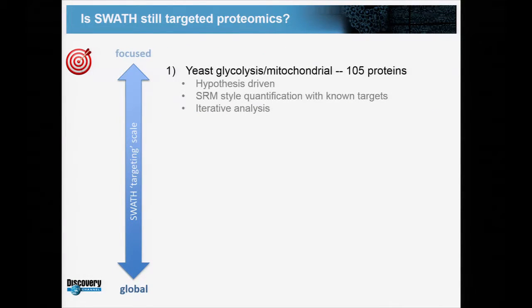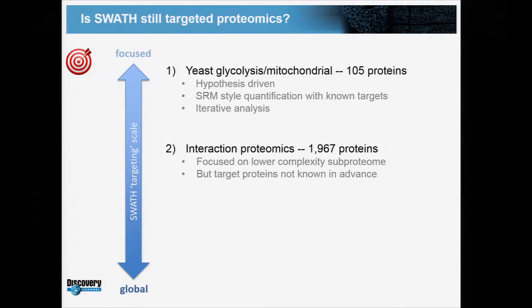So this is the summary of these three applications. We have this yeast, very hypothesis-driven, SRM-style quantification with known targets. We can do this iterated analysis. In the end we measured about 105 proteins, and this is a very focused study, so this is definitely targeted proteomics. So my question here is: is SWATH still targeted proteomics?